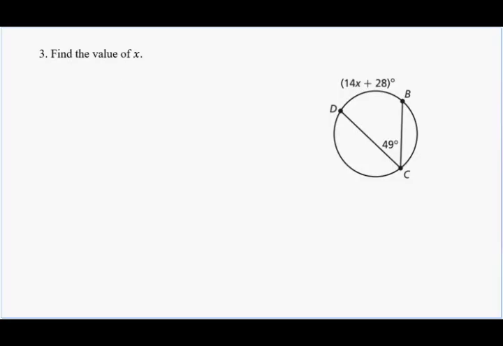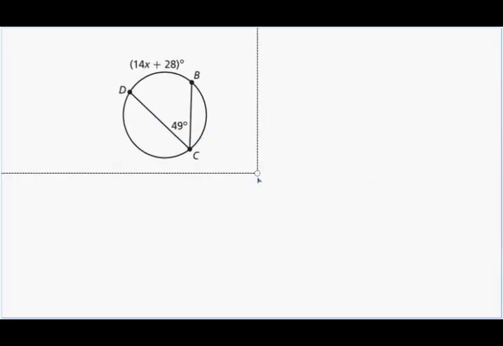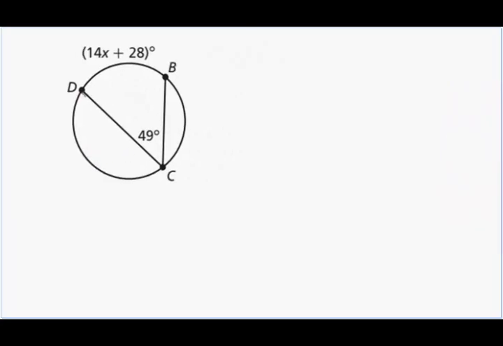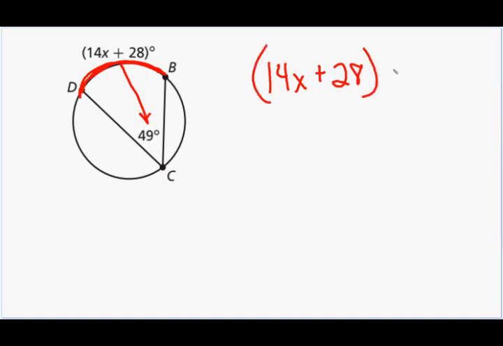Next, find the value of x. I'm just going to make this a little bit bigger. Okay, so we know this arc, if we chop it in half, it'll take us back to the angle. So I could write the 14x plus 28. I could set it equal to 49.